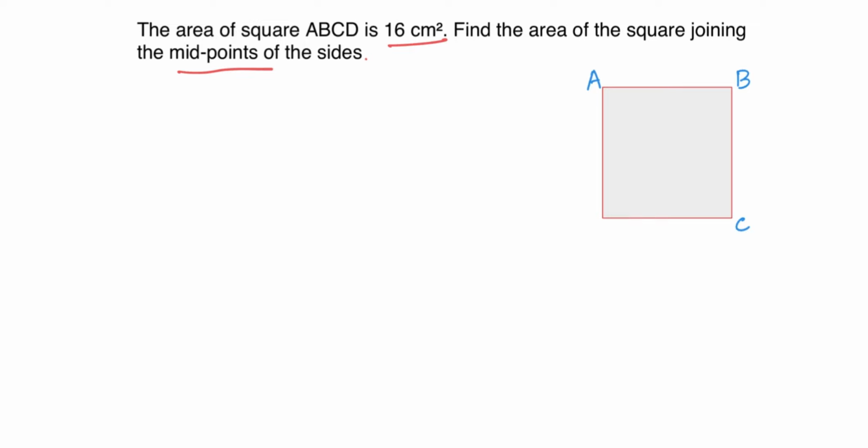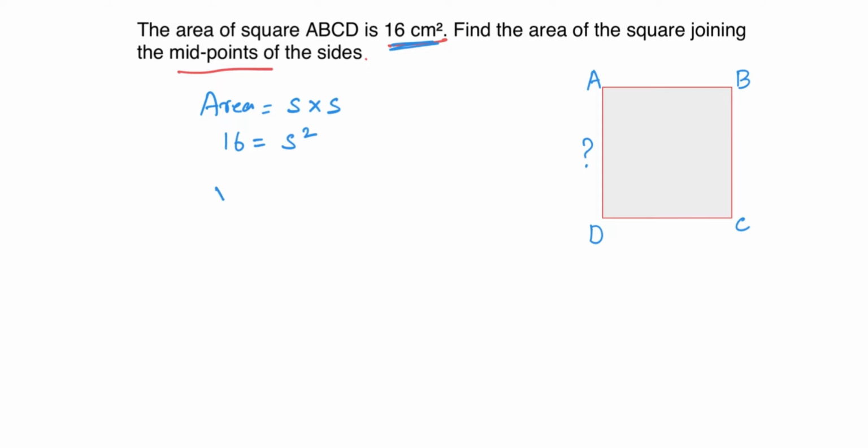It is ABCD. We are labeling it in a clockwise direction. We know the area, 16 centimeters squared. We'll use this to find the side. We don't know the side. Once we know the side, we can find the area of the other square. Area we know. What is the area formula? It is side times side. We'll substitute in this formula. In place of area, we'll write 16, and side times side is side squared.